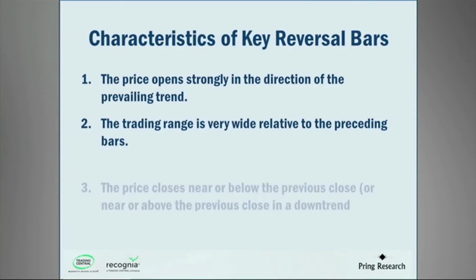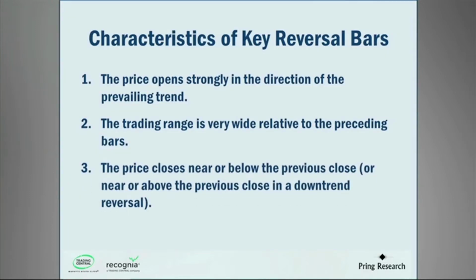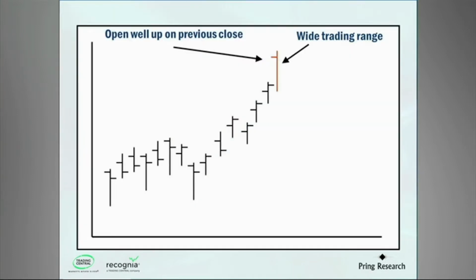3. The price closes near or below the previous close, or near or above the previous close in a downtrend reversal. Now I'll put in the closing price, and you can see that there is no real net gain despite all the excitement.